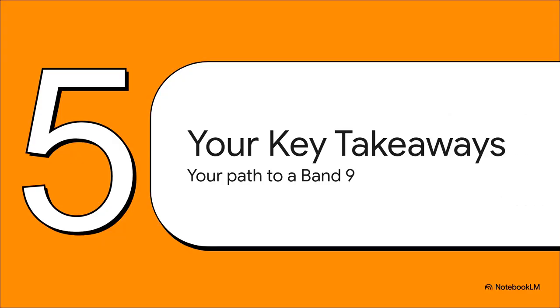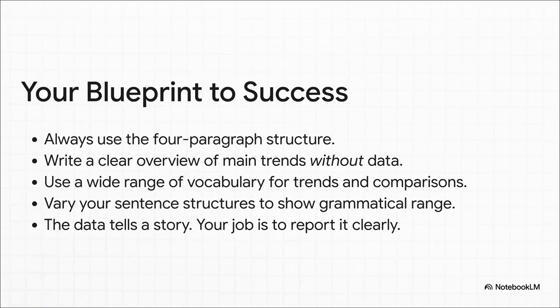So, we've broken it all down. What are the absolutely crucial points you need to remember as you walk into that exam room? Let's boil it all down and solidify your path to a Band 9. This right here, this is your checklist. Follow that 4-paragraph structure, no excuses. Never, ever, ever put specific data in your overview. That's for the body paragraphs. Flex those vocabulary muscles we talked about. Show off your grammar skills. And finally, always remember, your job is just to be a clear, concise reporter. You're not analyzing why something happened. You're just reporting what the data shows.